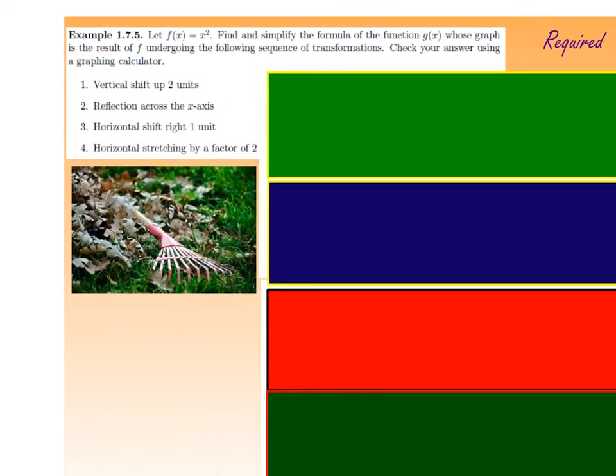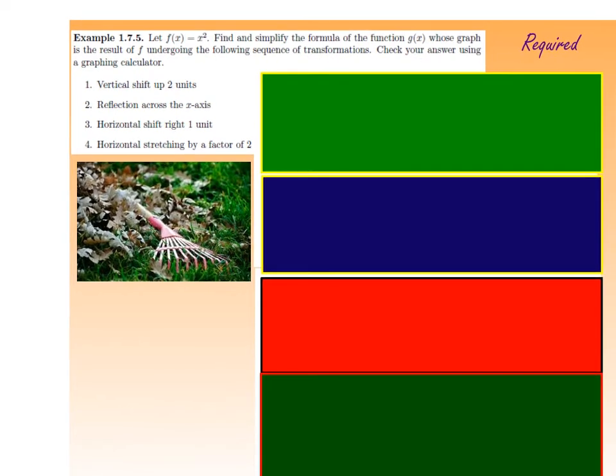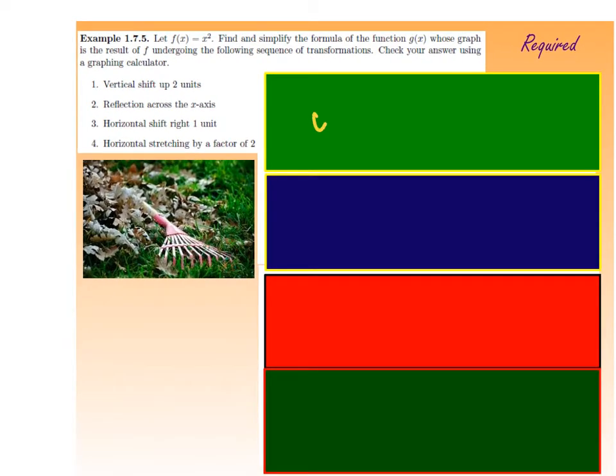Your homework for today has some questions like this where you have to make the equation. I hope you would find this to be pretty easy. I've got to have a parabola that's being shifted up 2. Well, and I put a plus 2 at the end. What else does it have? Oh, a reflection across the x-axis.